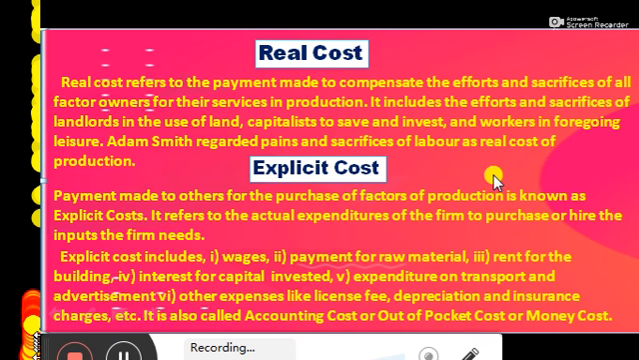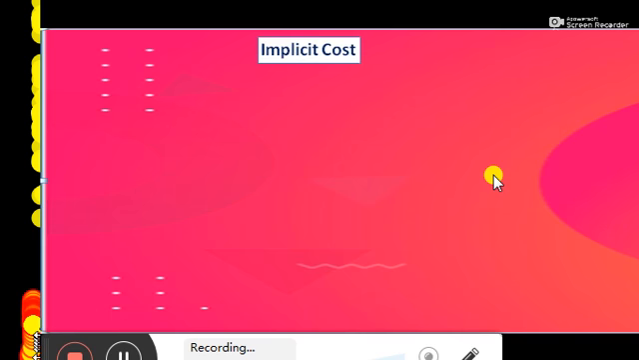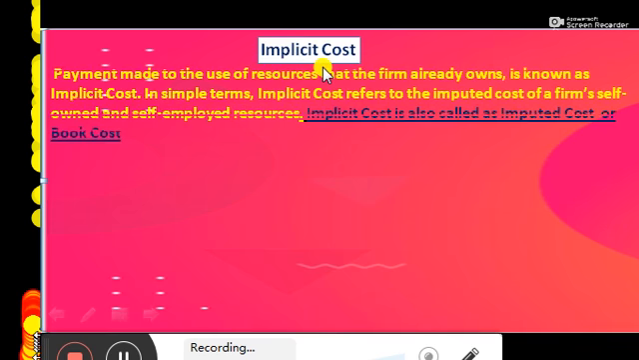Next we are going to discuss the topic called implicit cost. Payment made for the use of resources that the firm already owns is known as implicit cost. In simple terms, implicit cost refers to the imputed cost of the firm's self-owned and self-employed resources.